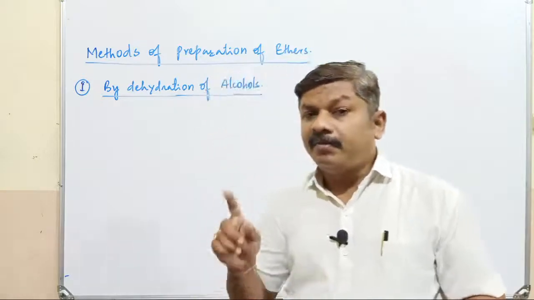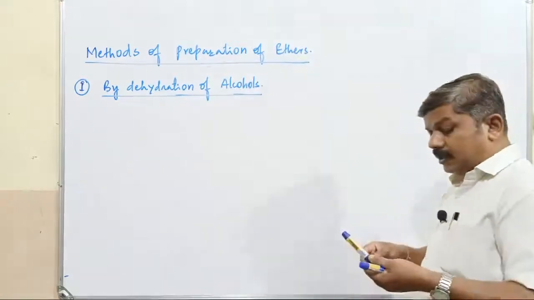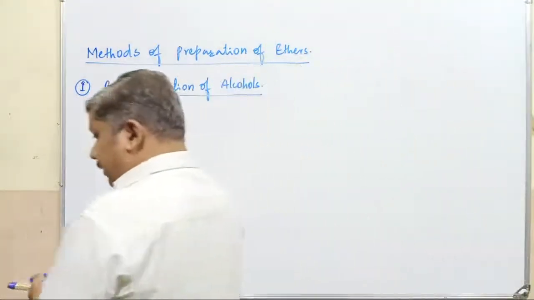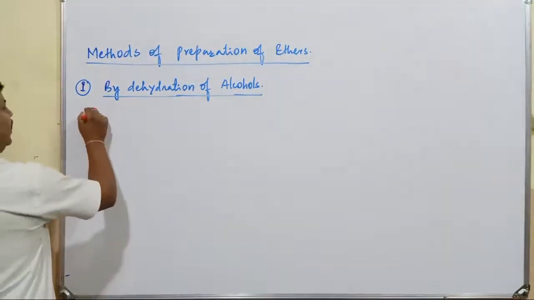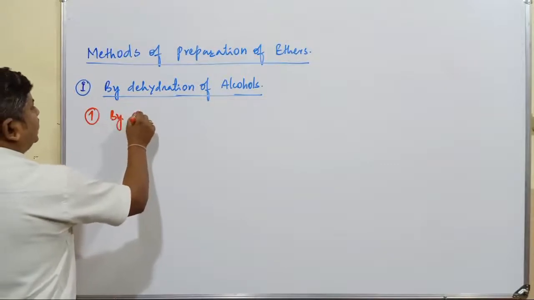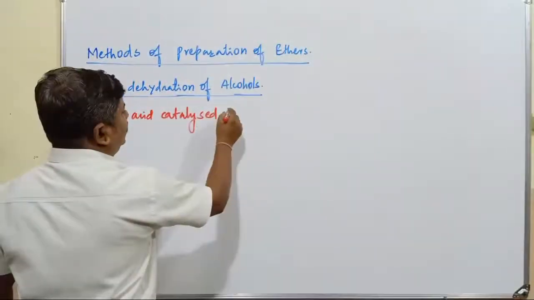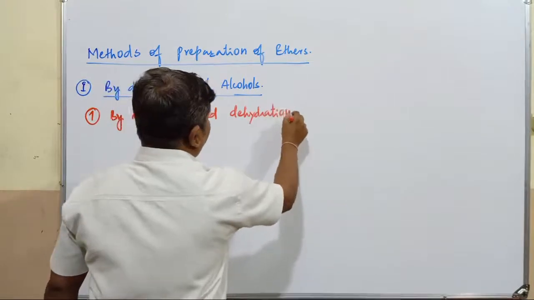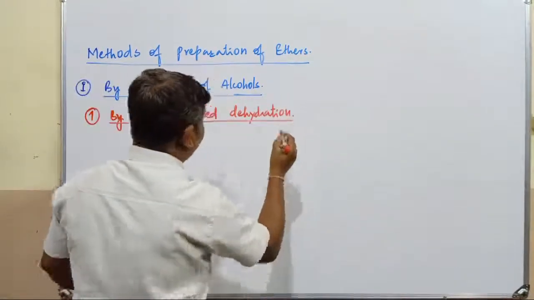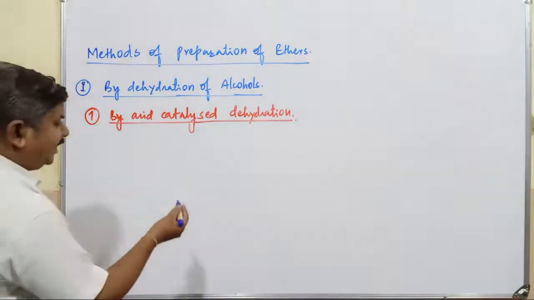At high temperature, formation of alkene takes place. At low temperature, formation of what? The ether compound takes place. In this method, first one is going to be number one, acid catalyzed dehydration of alcohols. Dehydration takes place, but it is in presence of an acid, so it is called acid catalyzed dehydration of what compounds? Alcohol compounds.